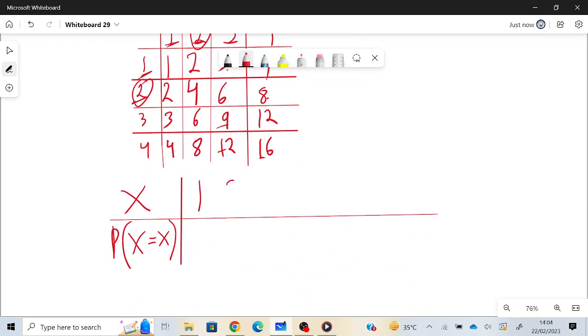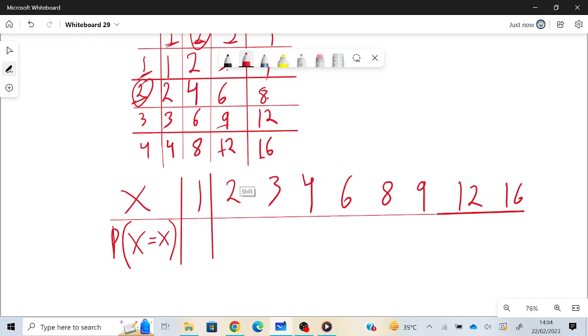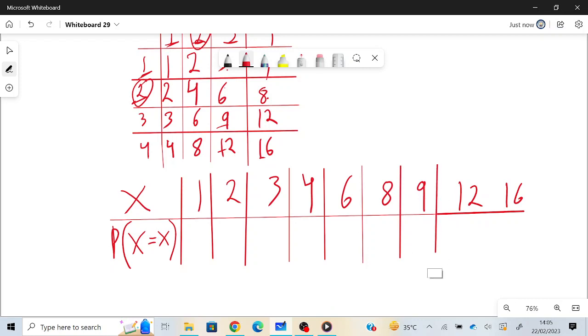1, 2, 3, 4, 6, 8, 9, 12, and 16. Just extend this, and we can now just close this. Please make sure that when you are doing this in your exam, your table is neat and everything is seen visibly and clearly.